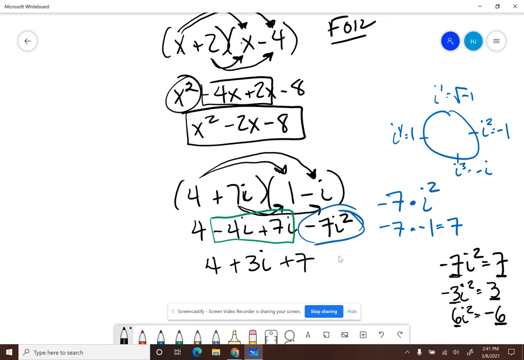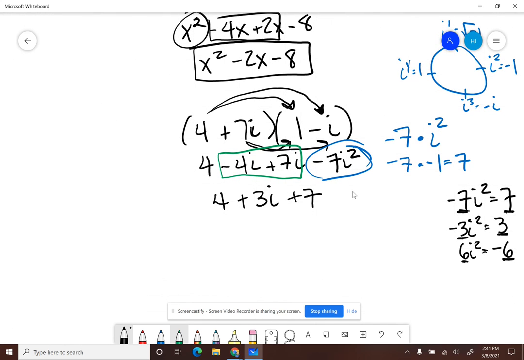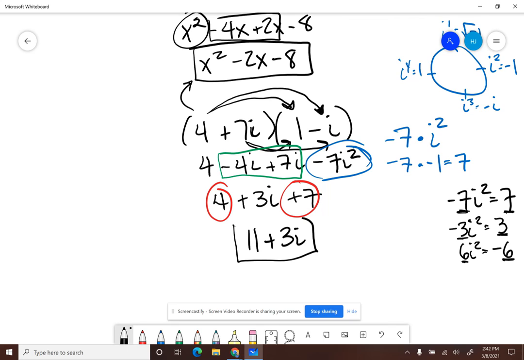And notice now I've got some more like terms that I can add together. I've got a positive 4 and a positive 7. So when I add those two together, 4 plus 7, I'm going to get 11 plus 3i. You can notice that this whole multiplication process didn't end up with a trinomial like I ended up with before. In this case, I ended up with a binomial because I had some terms that canceled out. So again, just see this process and how this works.